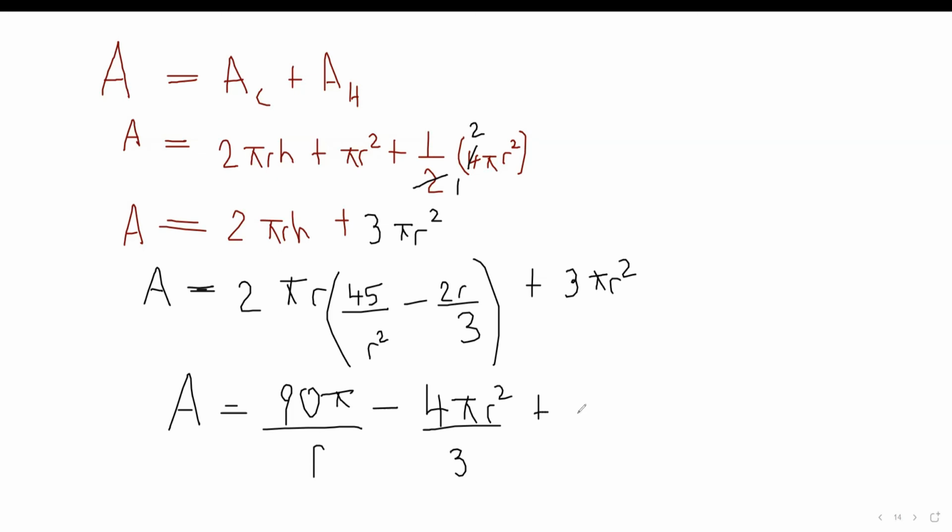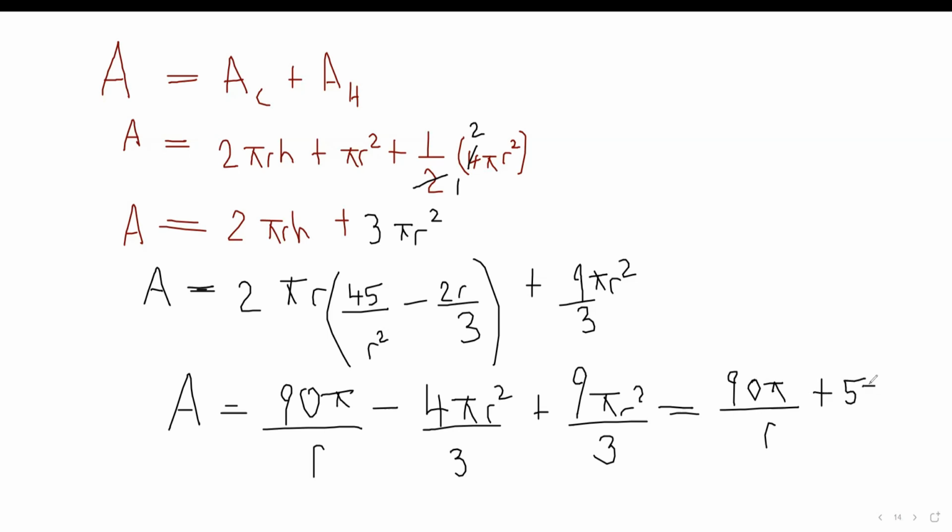3 pi r squared, I can rewrite 3 as 9 over 3, no? So I can write this as 9 pi r squared over 3. You might say, where did this 9 come from? All I did was change 3 to 9 over 3, so I can add them easily. So now what I end up getting is 90 pi over r, then minus 4 pi r squared plus 9 pi r squared is 5 pi r squared, 5 pi r squared over 3.